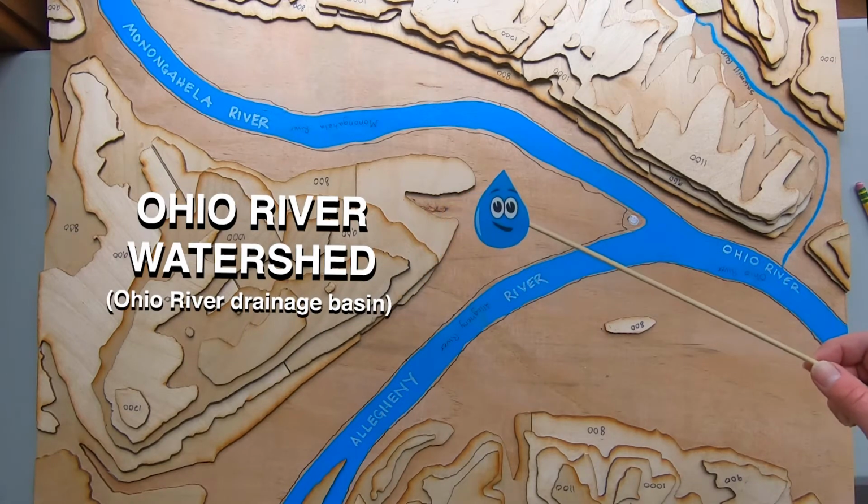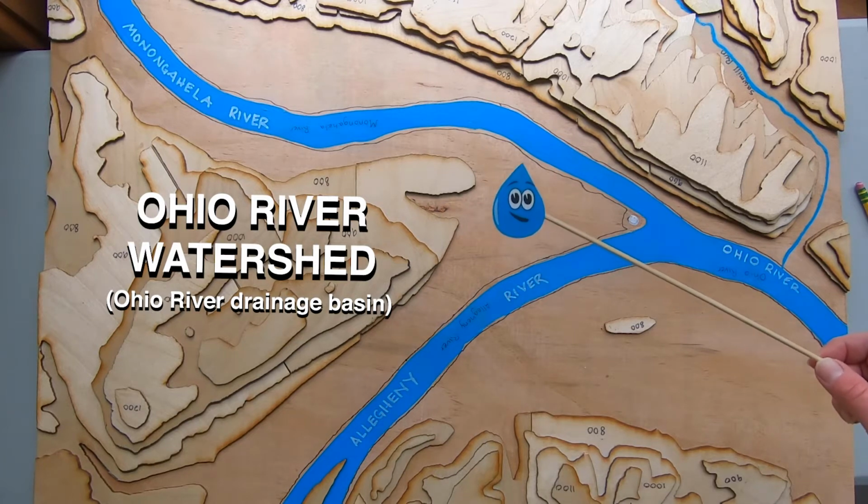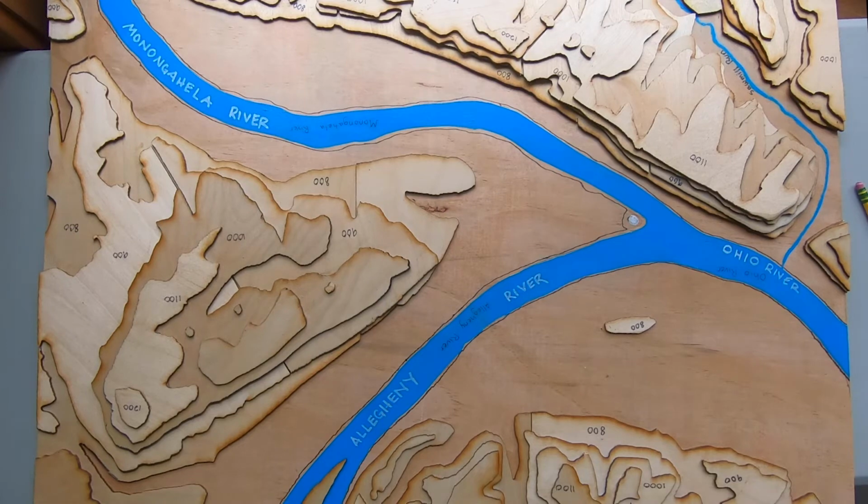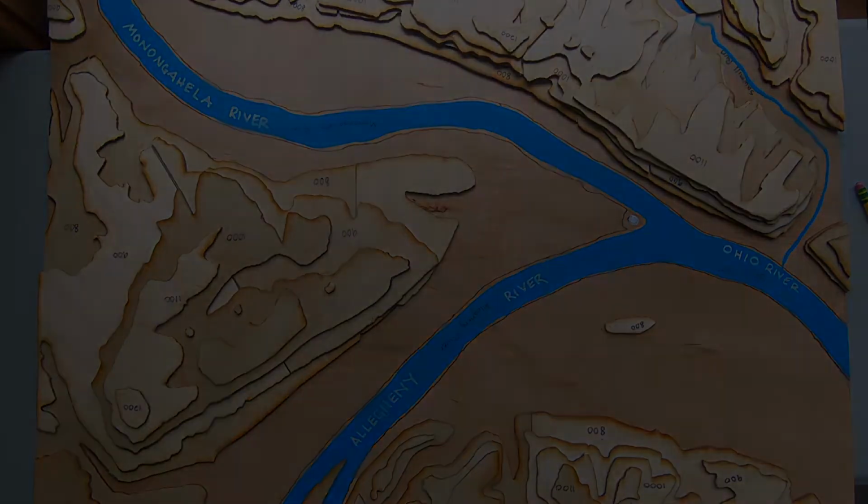We also call it the Ohio River Drainage Basin because all of the water from the lands and rivers around here drains into the Ohio. So how do you know where the dividing line is between watersheds? Well, let's switch maps to find out.